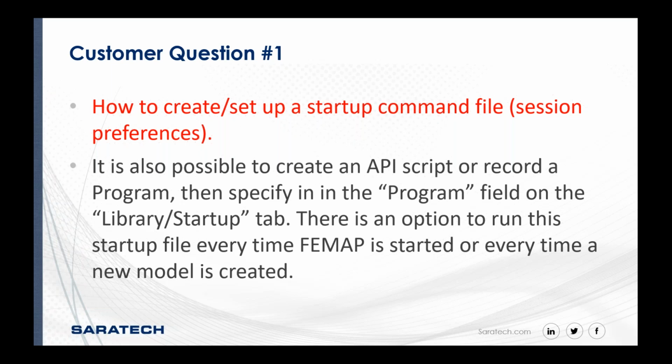The other thing that we can do, which is not quite as robust, but if you're just setting some simple things, maybe 5 or 6 simple things, you can actually record a program file in FEMAP. Then on the library startup tab of file preferences, you can point towards that program file or API script file, whichever one you might want to do. There's an option to run it every time you start up FEMAP, or you can make it run that program file or API script every time a new model is created in FEMAP.